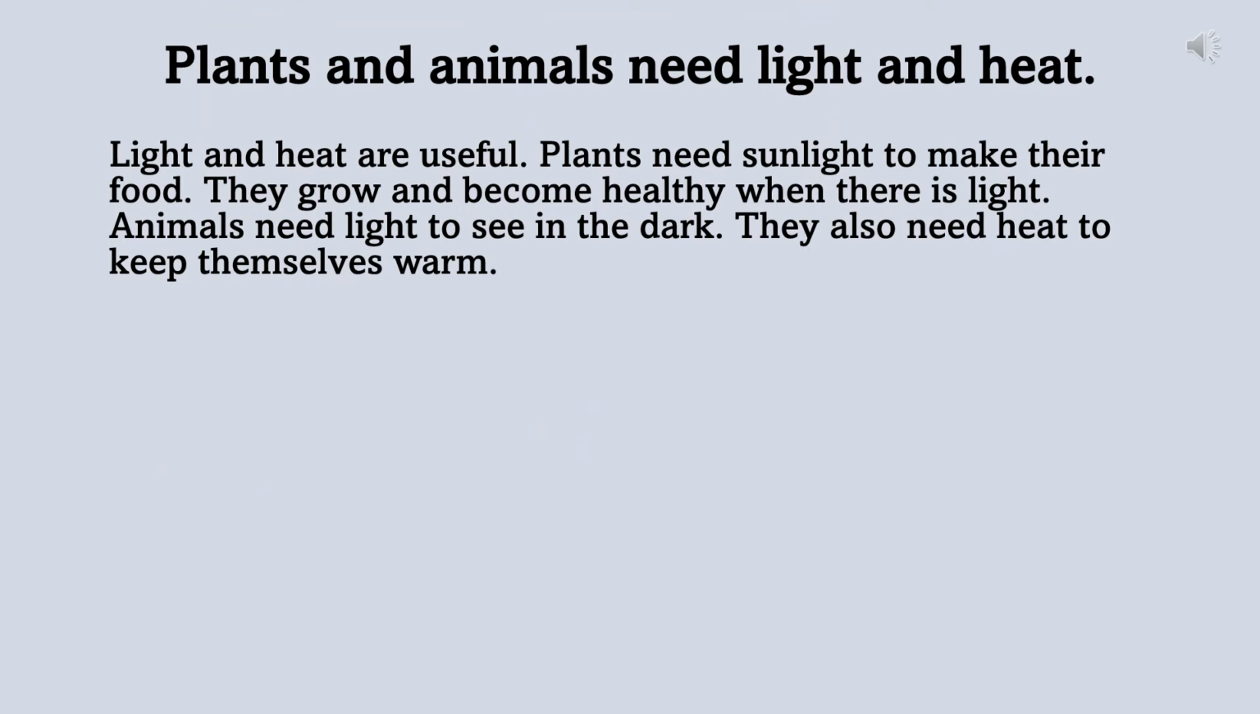Light is equally important for all human beings, plants, and animals. Plants and animals need light and heat because they are useful. Plants need sunlight to make their food. They grow and become healthy when there is light. And animals need light to see in the dark. They also need heat to keep themselves warm.